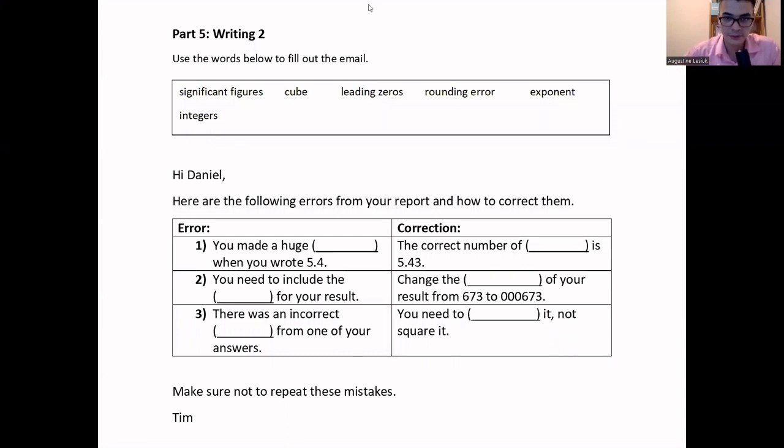For the next writing segment, I want you to do the same thing as before. Use the given words to fill up this table, error correction table. So we have significant figures, cube, leading zeros, rounding error, exponent, and integers. All right. So pause this video, fill in the blanks yourselves first. And when you're done, resume the video and we will go through the answers together.